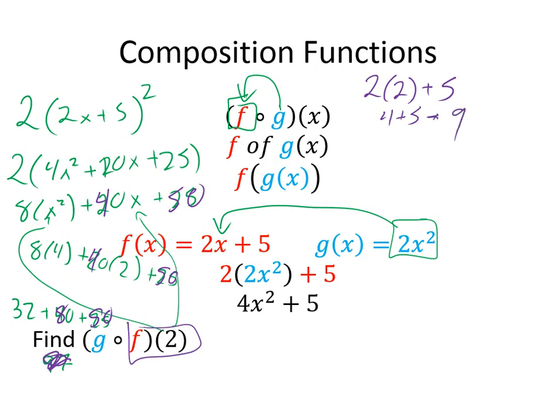So what we'll do here is that we'll take this 9 and plug it in for the x in the g, or the second part. So it would be 2 times 9 squared, 81 times 2, which would be 162. And as you see here, if you were to add this one up, you would get a 162 as well.